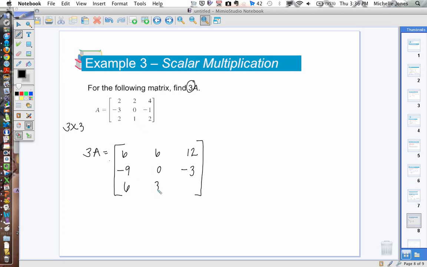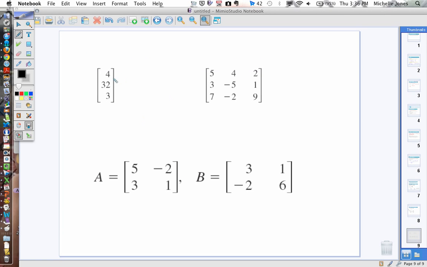Keep going with that last row. 3 times 2 is 6. 3 times 1 is 3. And 3 times 2 is 6. So if this is matrix A, this is matrix 3A. It's 3 times my defined A matrix. So that's scalar multiplication.